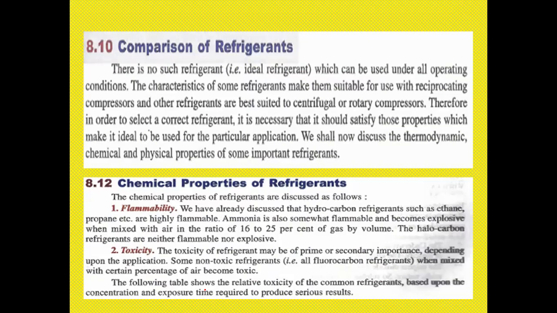The characteristics of some refrigerants make them suitable for use with reciprocating compressors. What is the meaning of this? The characteristics of some refrigerants make them suitable for reciprocating compressors, right? So there is no ideal refrigerant that can be used for all operating conditions, but the characteristics of some refrigerants make them suitable for reciprocating compressors, while other refrigerants must be more centered.